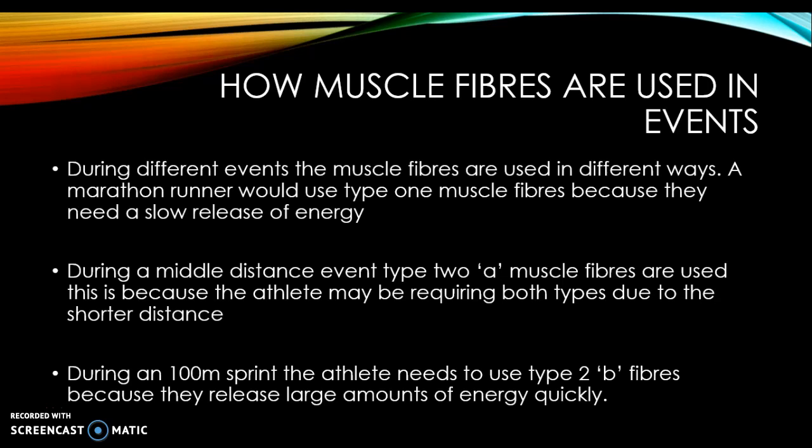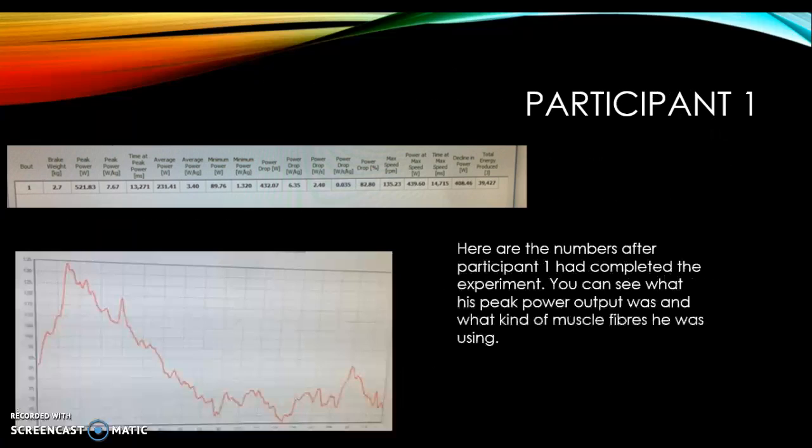During a middle distance event, such as the 800 meters, type 2A muscle fibers are going to be used because the athlete would require both types due to the shortened distance. During a 100-meter sprint, the athlete needs to use type 2B muscle fibers. This is because they release a large amount of energy quickly and can enable the athlete to get off to a steady start.